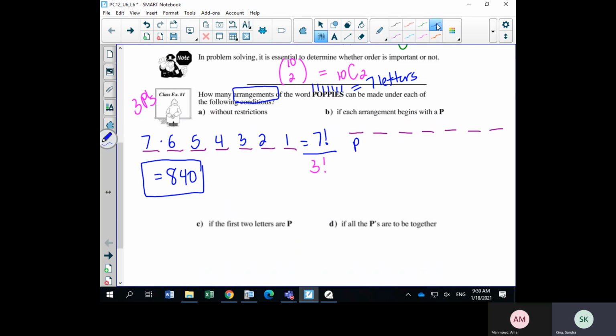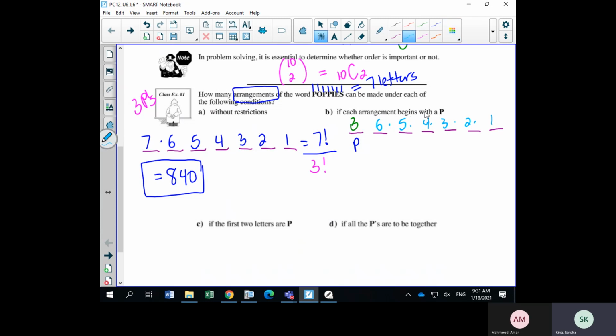How many P's were there in the word poppies? Like, how many P's could I choose from? What do you guys think? 3. There's 3 P's total to choose from, so I'm going to put a 3 there. Then, once I place one of those 3 P's, I say to myself, how many letters do I have left? I've got 6 letters left to go there: 5, 4, 3, 2, and 1.